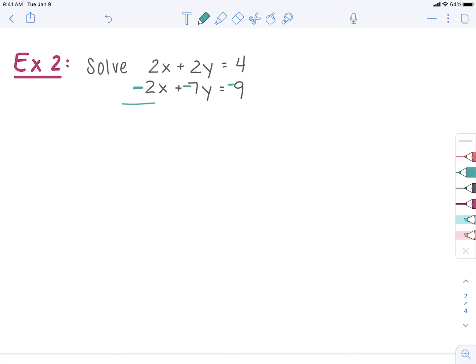Once I do that, now I can eliminate, because 2x minus 2x is going to cancel out. 2y minus 7y is going to give me negative 5y. And 4 minus 9 is going to give me negative 5. So now I got to get y by itself. So I'm going to divide by negative 5 on both sides. And I get y equals 1.